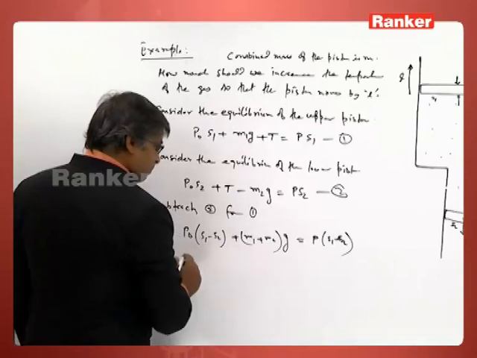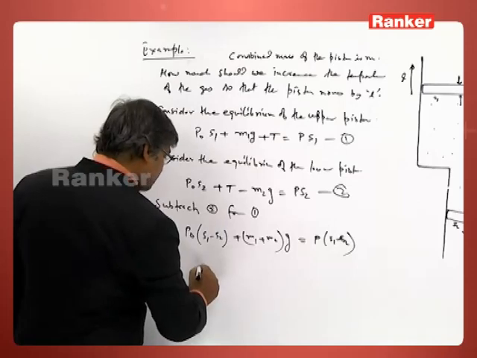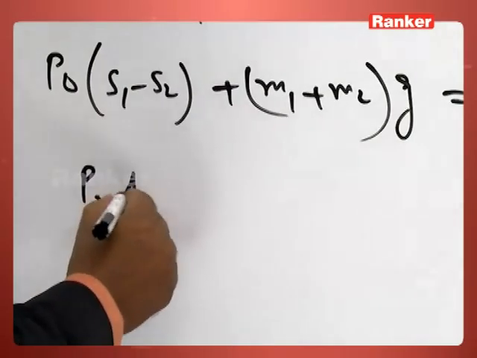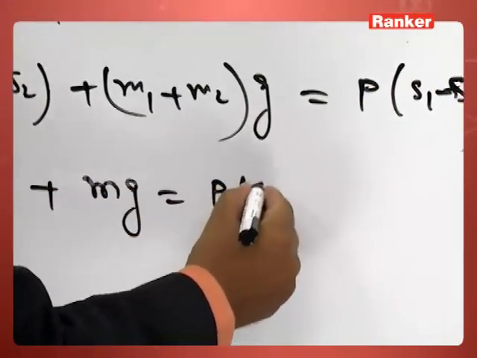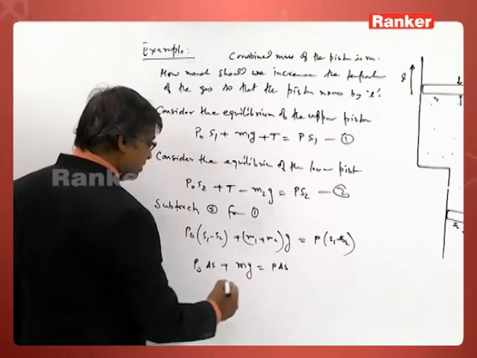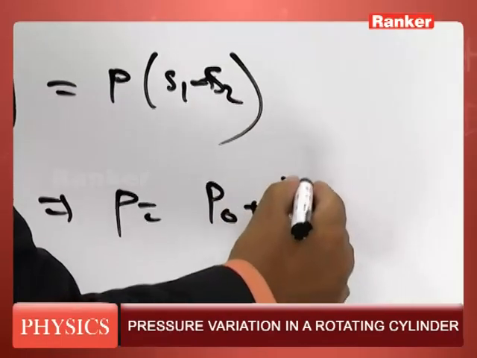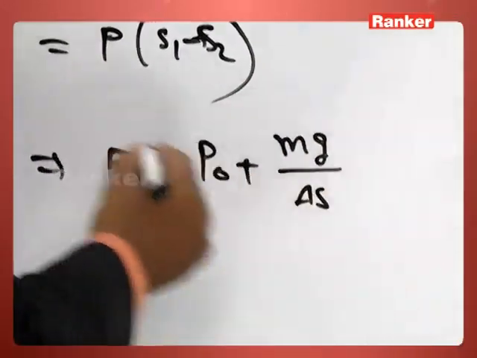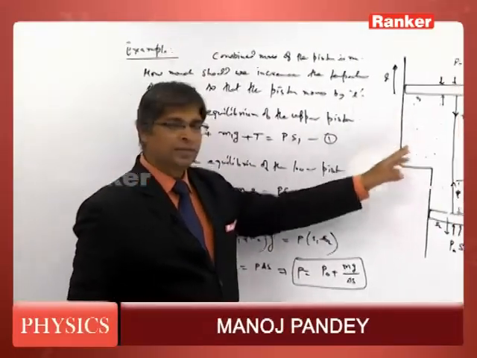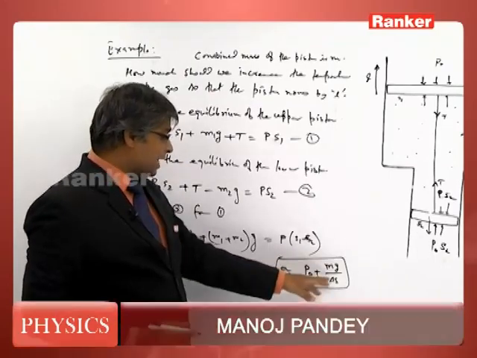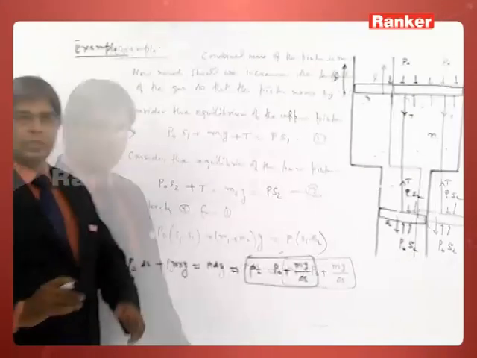So now you see, we have P naught into delta S plus total mg is equal to P into delta S. So we got the pressure of the gas inside as P equals P naught plus mg by delta S. This is the pressure of the gas inside this.